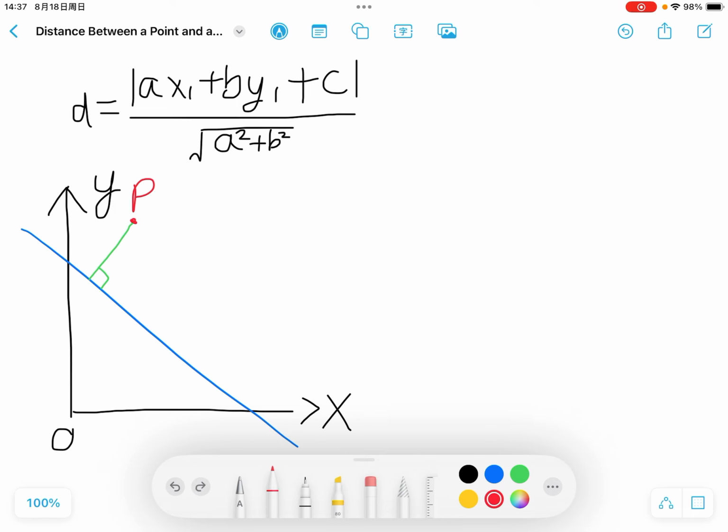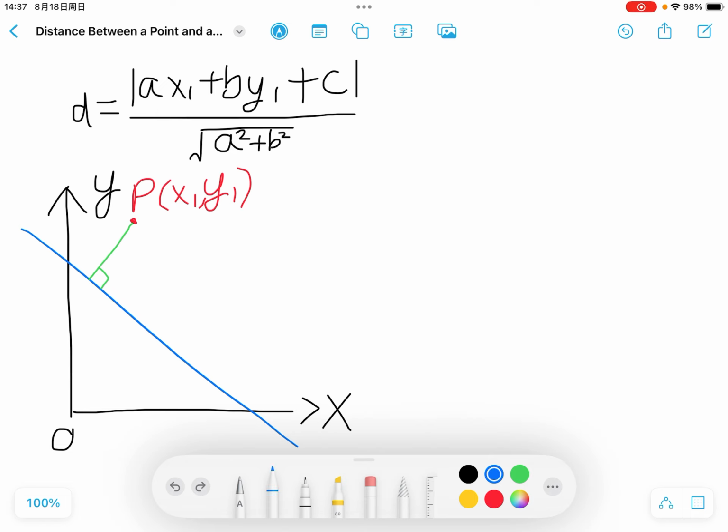And P has coordinates of x1 and y1. I'm naming them x1 and y1 because those are corresponding to these x1 and y1s inside the formula. So this is actually just the coordinates of P. So we have a point P.